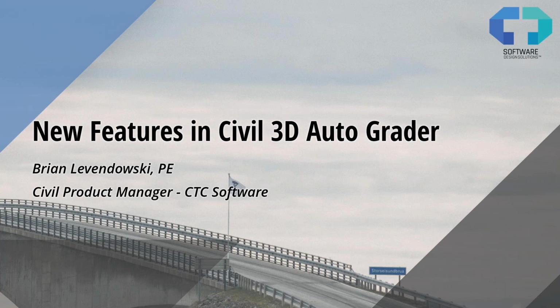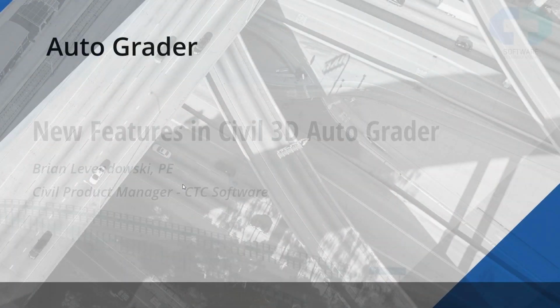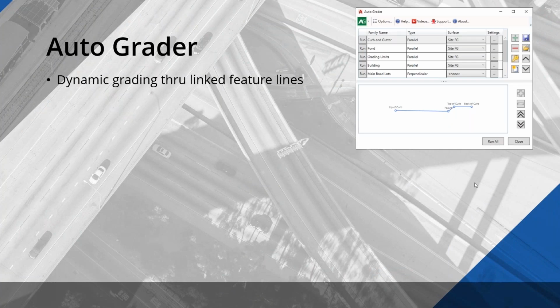Now, if you aren't aware, AutoGrader is something we released just a few months back. It's been received very well, and we've got a lot of new improvements coming as well. But just an overview, if you aren't familiar with what AutoGrader is, it's a dynamic grading tool set that works through linking feature line sets. You can define grading families, as we call them, and it'll auto-generate profiles for curb lines, ponds, residential lots, you name it.